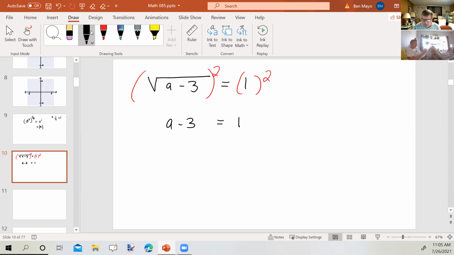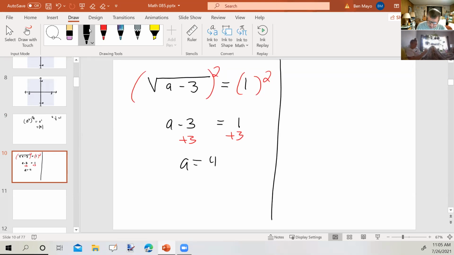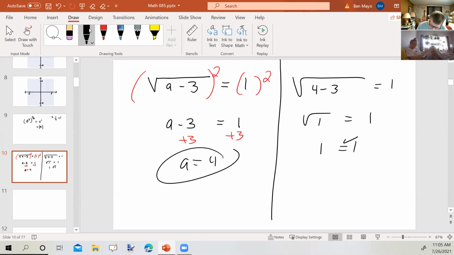Any questions about how I got rid of the radical? All right, so going on and solving this, I'm going to add 3 to both sides, and a equals 4. So now let's go and check the solution. If a is 4, I would have this equals that. 4 minus 3 is 1. The square root of 1 is 1. 1 equals 1. So it checks. And the solution is a equals 4. Any questions about this problem?